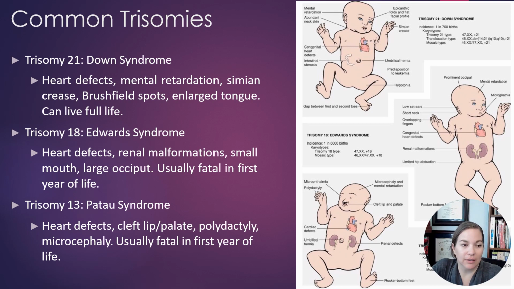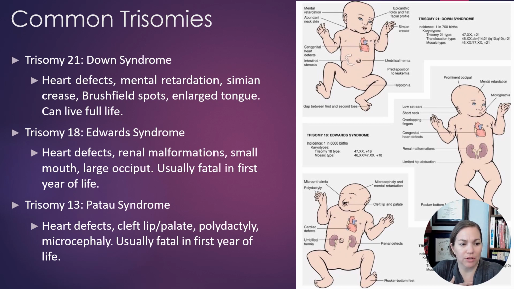Brushfield spots are spots in their irises. An enlarged tongue is also one of the common characteristics. Trisomy 18 is Edwards syndrome. And by the way, the numbers here are the chromosome that has an extra chromosome on it. So instead of being a pair, it has an extra one, right? So trisomy 21, the extra chromosome is on chromosome 21, and 18 for Edwards syndrome, and 13, and so on.